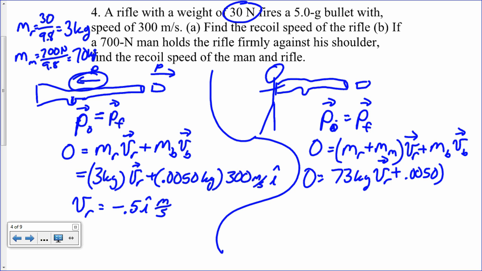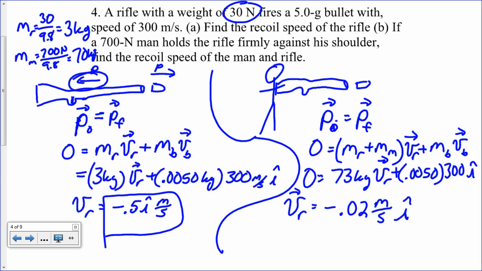This is just like we had before, 0.0050 kilograms times 300 meters per second. That's in the I direction, just like before. And then I solve for VR, and VR is going to equal negative 0.02 meters per second in the I direction. So you see, it's quite a bit different than it was for just the rifle alone, which is a half a meter per second. Now we're a full order of magnitude off by having the man hold the rifle, so it increases the mass of the total system.